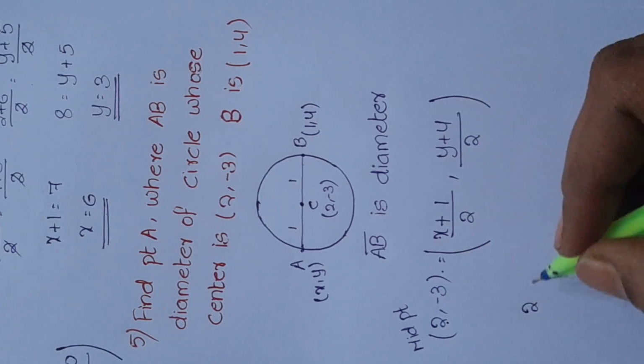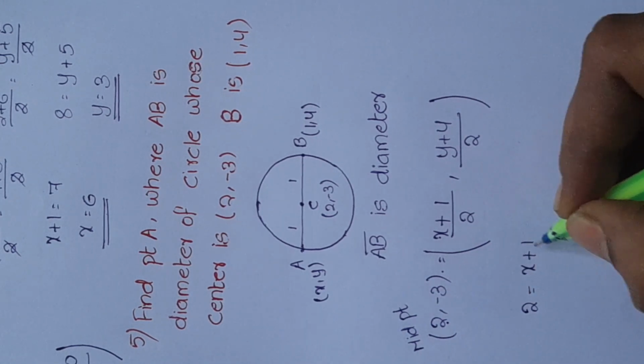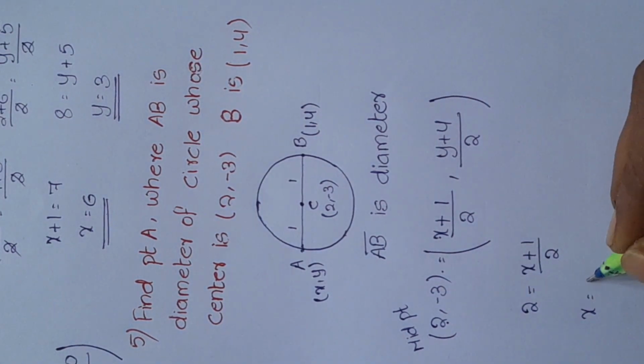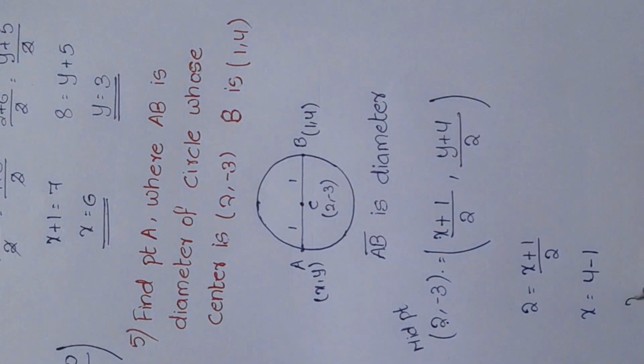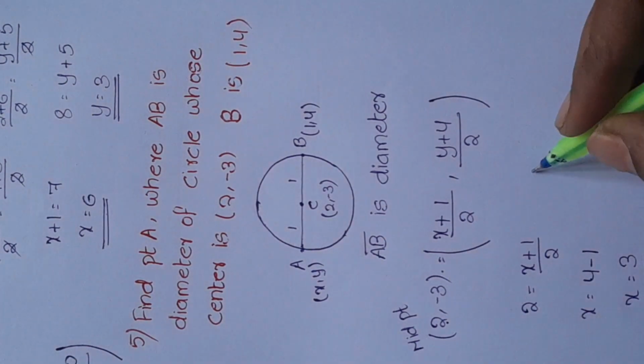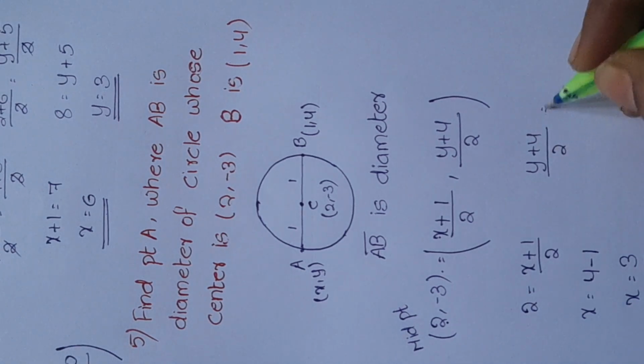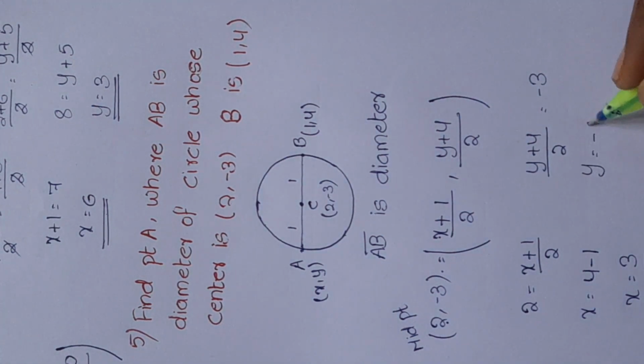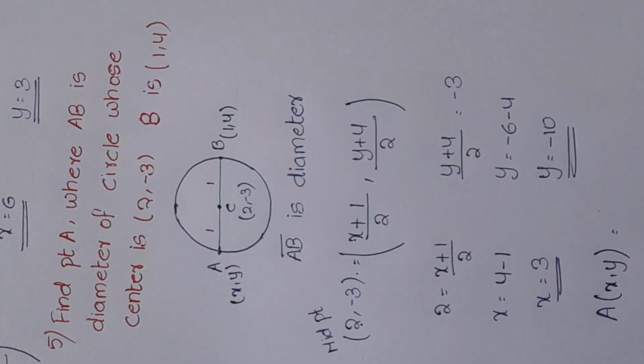Equating the x coordinate and y coordinate individually. 2 is equal to (x plus 1)/2. So x is equal to 4 minus 1. x is equal to 3. And now (y plus 4)/2 is equal to minus 3. y is equal to minus 6 minus 4. So y becomes minus 10. So the point A is 3, minus 10.